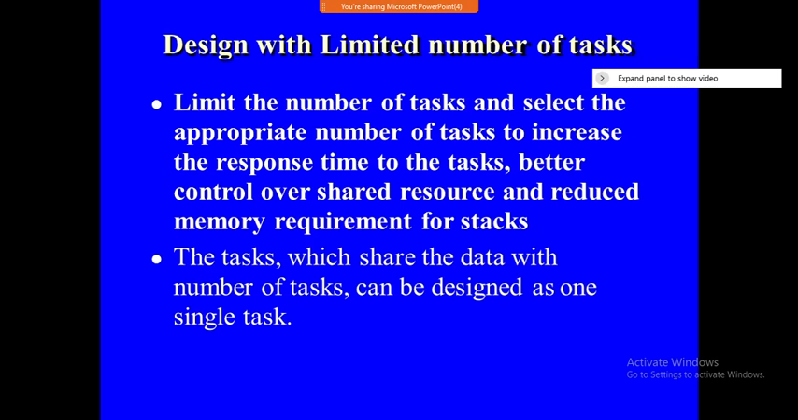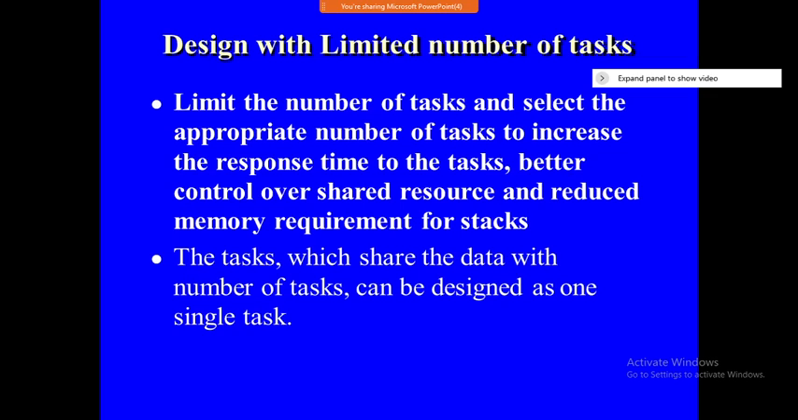Okay, next is a design with a limited number of tasks. Here you have to select only the appropriate number of tasks to increase the response time to the tasks, better control over the shared resources, and reduced memory requirements for the tasks. You have to limit the number of tasks and select only the appropriate number. Only as many tasks as are necessary; take the example of the ATM machine. See, ATM machine, how many tasks are necessary?